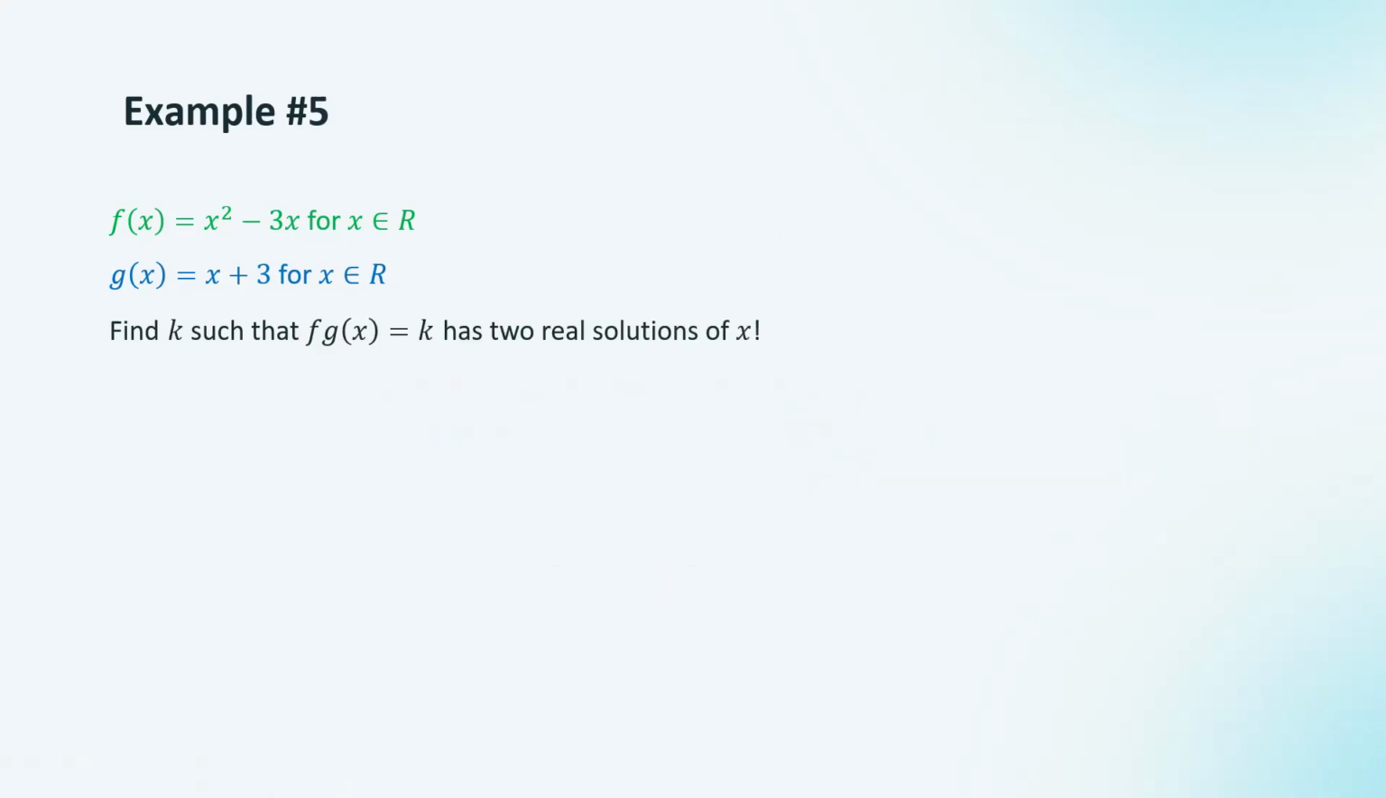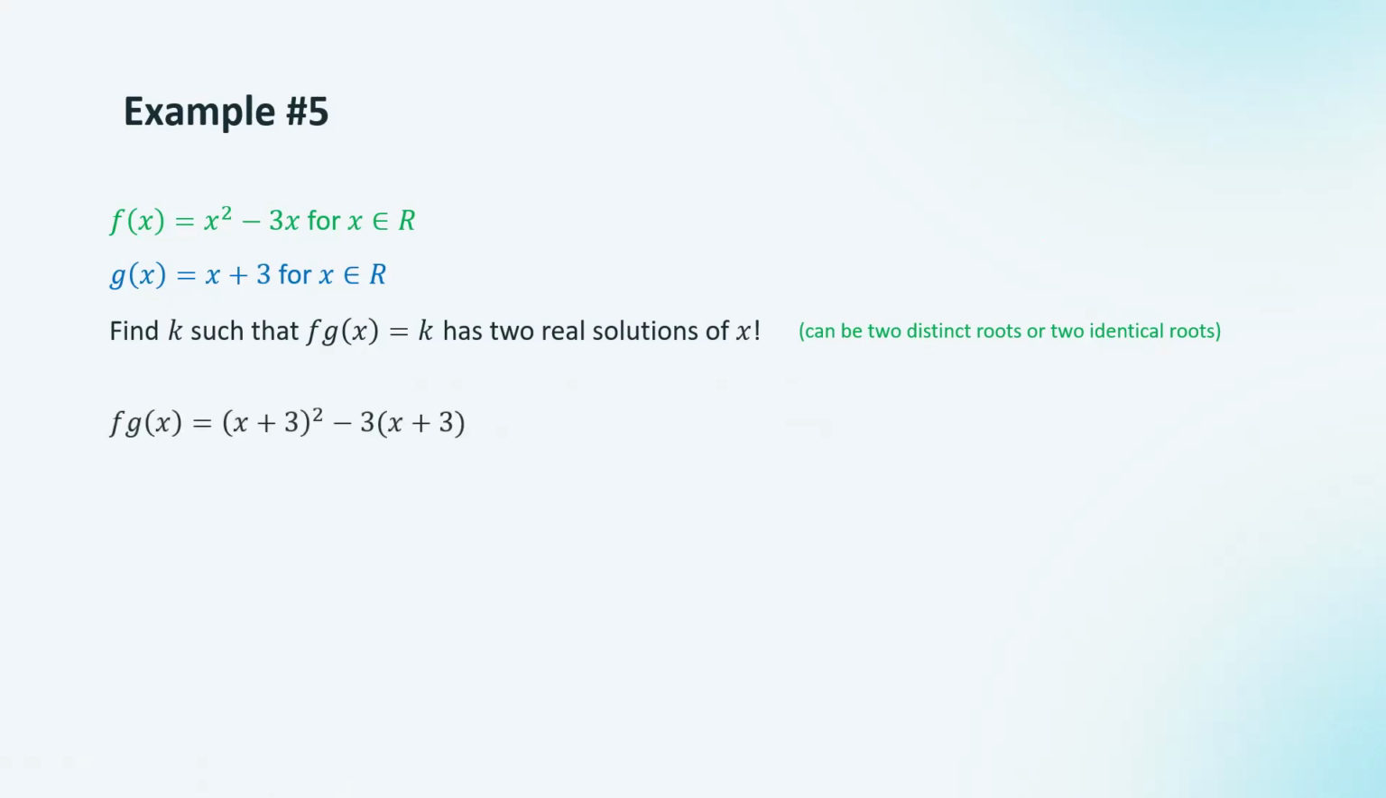Okay, so this is the last example. We are going to use the same functions, but in this case, the problem will be different. We need to find k such that f(g(x)) equals k has 2 real solutions of x. So we want to find the k such that this equation has 2 real solutions of x. Now, in the case of 2 real solutions, it can be 2 distinct real solutions or 2 identical real solutions. I think you can already guess where we are going with this.